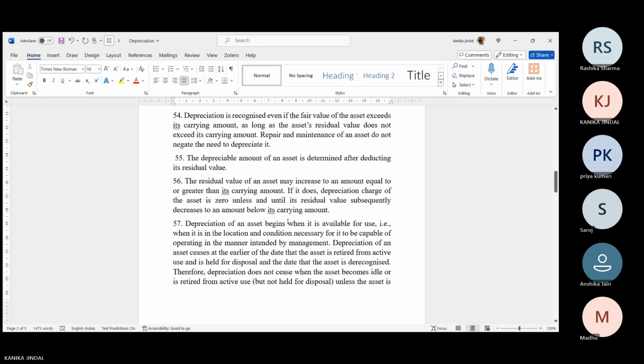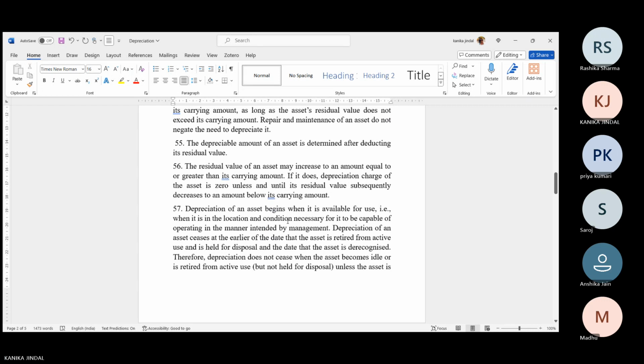Next is, depreciation of an asset begins when it is available for use. So हम depreciation कब start कर देते हैं? हम depreciation charge करना तब start कर देते हैं when the asset is available for use. It is not कि हमने asset को purchase कर लिया और हमने depreciation लगाना start कर दिया. No. When we have purchased the asset and we have put it into use, then only we start to charge depreciation. That is when it is in the location and condition necessary for it to be capable of operating.